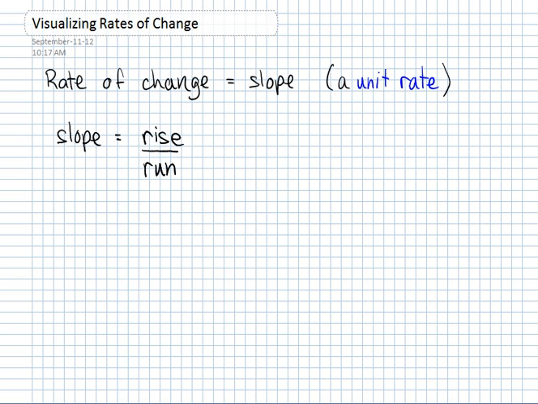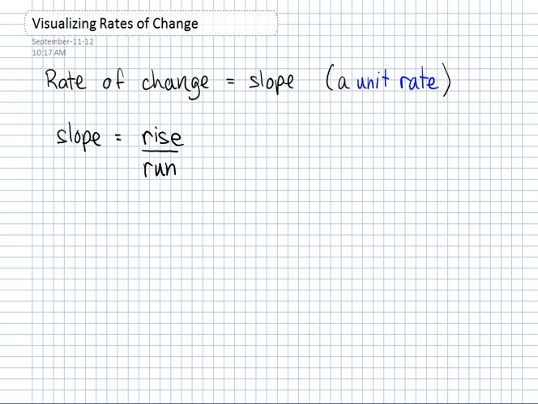Alrighty folks, we are going to be talking today about visualizing rates of change, and this should be some review for most of us. Rates of change is basically just talking about slope, and slope, if you remember, comes from a very simple formula, and that is simply rise over run. So the rate of change is just a slope, it's like a unit rate, and rise over run.